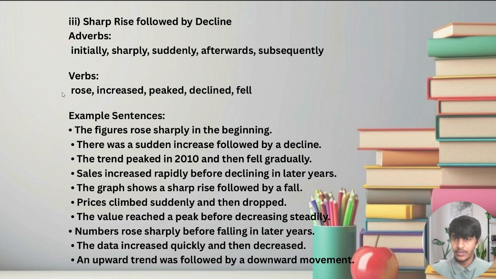Now the verbs are rose, increased, peaked, declined, and fell. These verbs describe both upward and downward movement in one trend. We have to describe upward and downward movement in one trend, so we use rose, increased, peaked, declined, and fell.